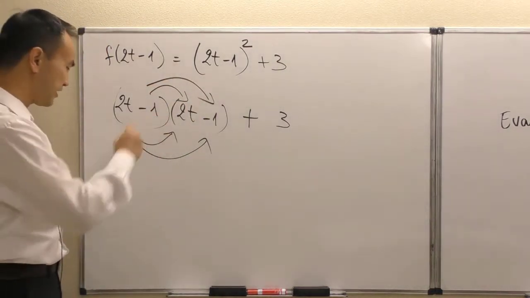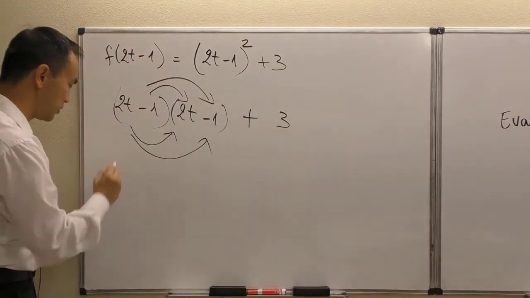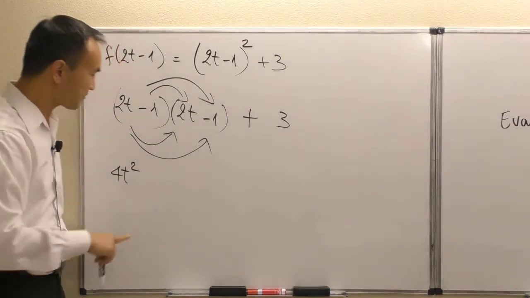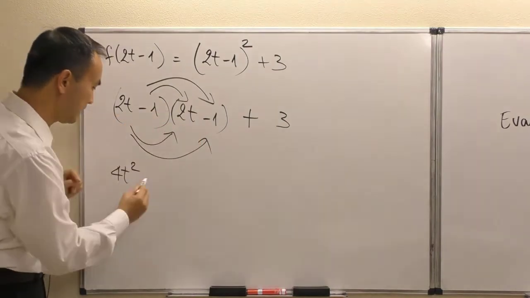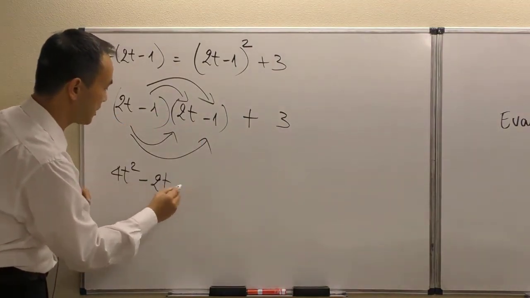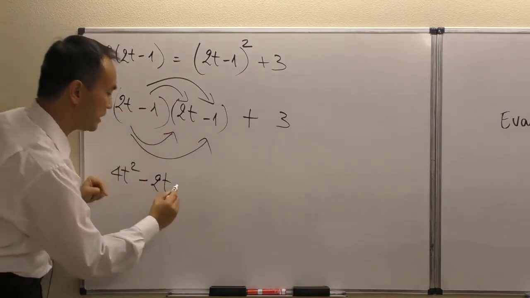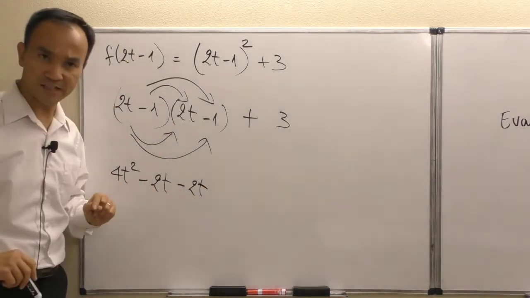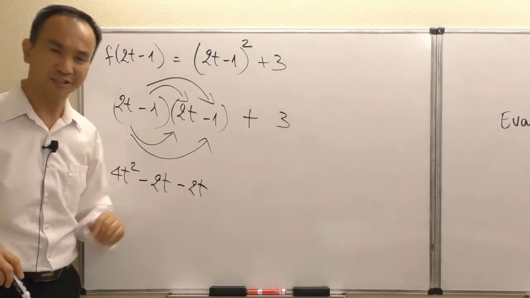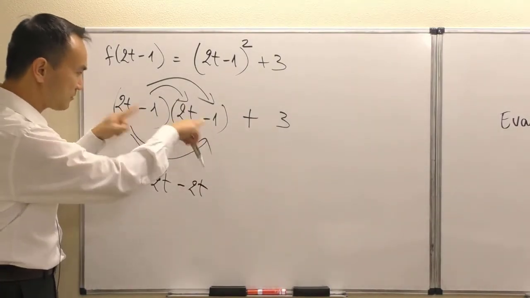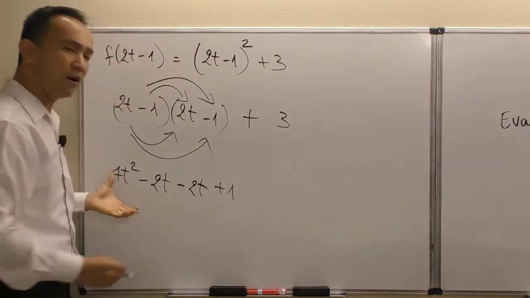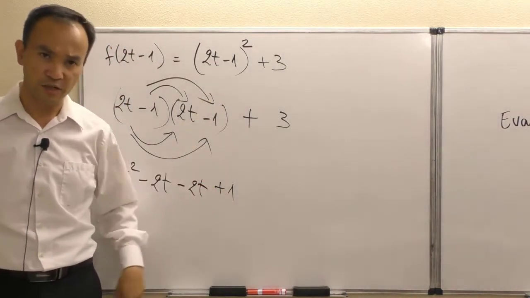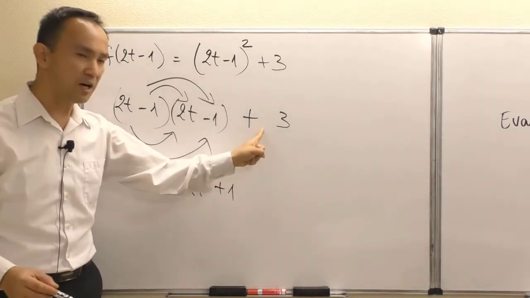So foiling that, I'm looking at 2t times 2t is 4t squared, and you should be familiar with that operation. 2t times a negative 1 gives me a minus 2t. Minus 1 times 2t gives me another minus 2t. And these are now like terms. That's the language we have picked up from the earlier course. And now negative 1 times negative 1 gives me a positive 1. All of these are operations we've been so familiar with from a prerequisite course. And then don't forget, plus 3.